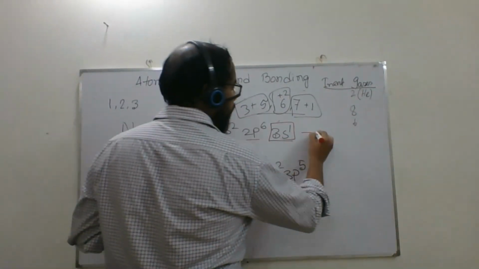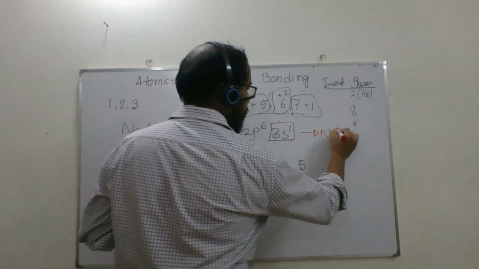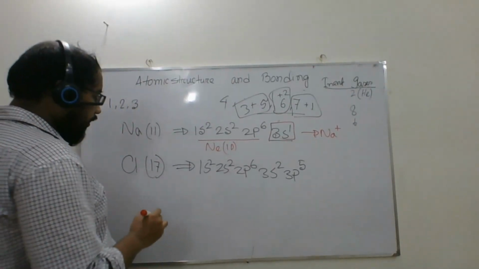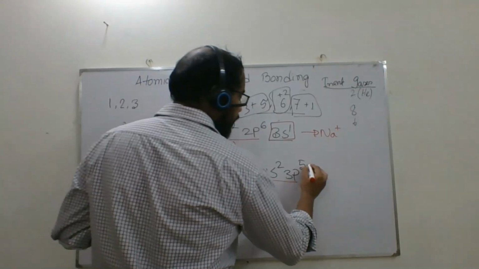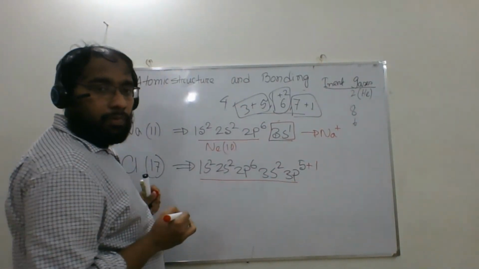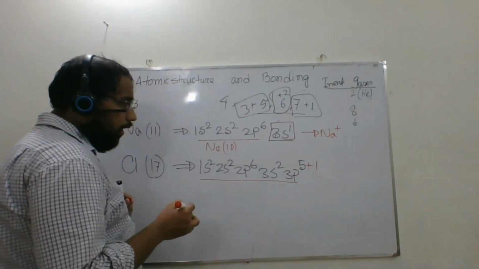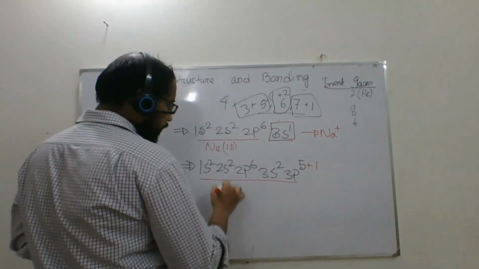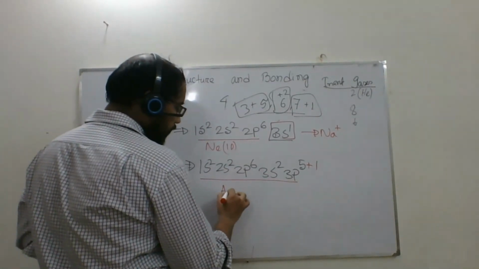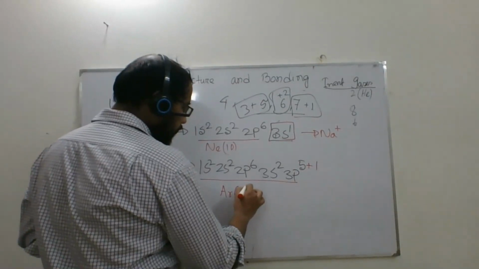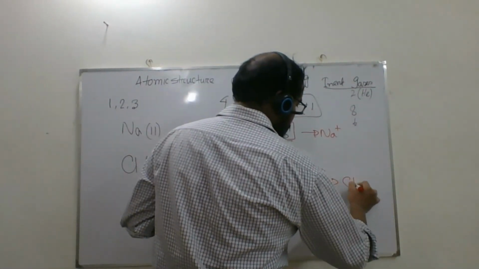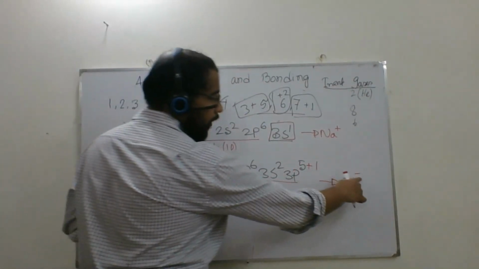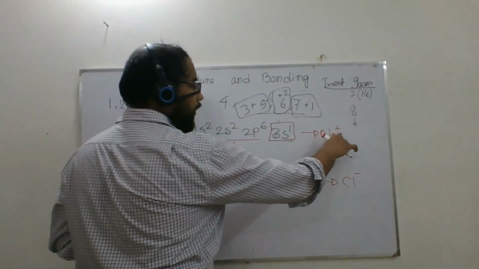And then it converted to Na plus, and when chlorine accepts this electron, it becomes minus 1. Now when it becomes minus 1, then it has the electronic configuration of the argon 18, which makes it Cl minus. One electron accepted, so one minus charge on chloride. One electron donated, so one plus.